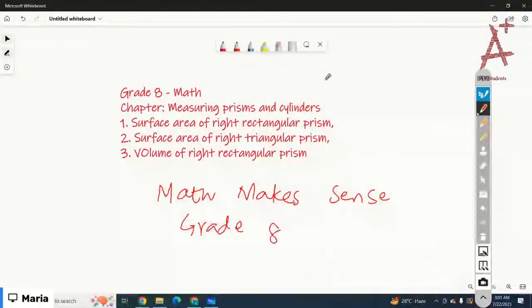Right now we are working on chapter 4. The name of the chapter is Measuring Prisms and Cylinders. That is chapter 4 from the book. And we're going to start with the lesson surface area of right rectangular prism, that is lesson 4.3. Then surface area of triangular prism, that is 4.4. And then volume of the triangular prism, that is 4.5. So let's start with the first lesson, that is surface area of right rectangular prism.